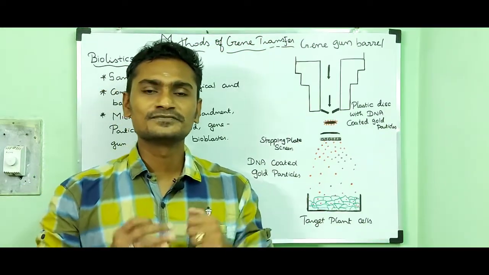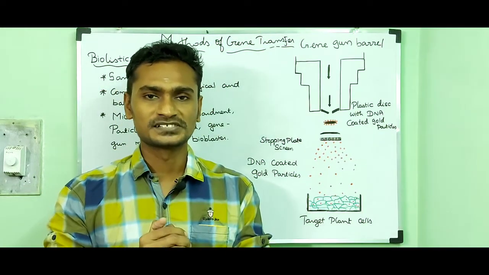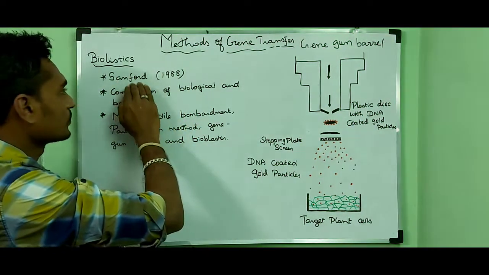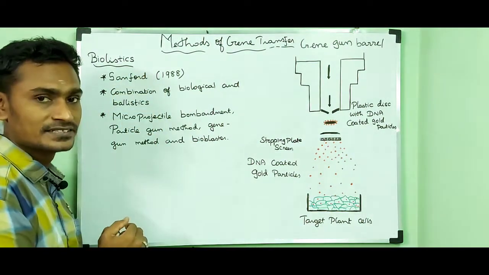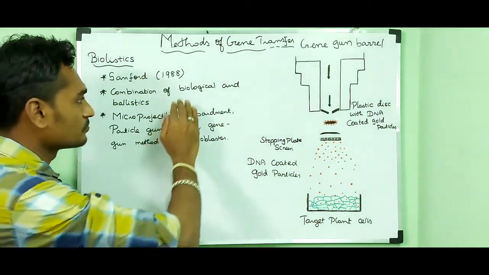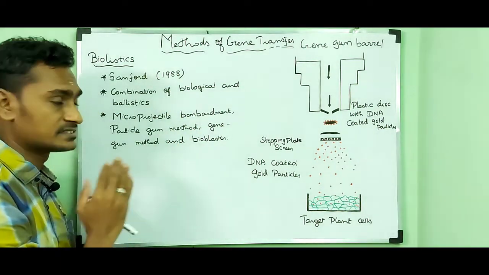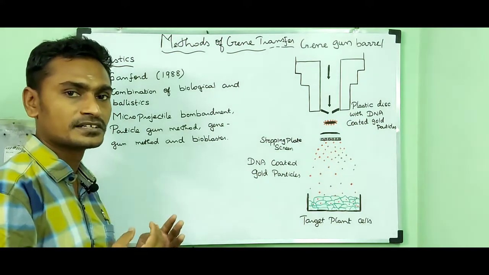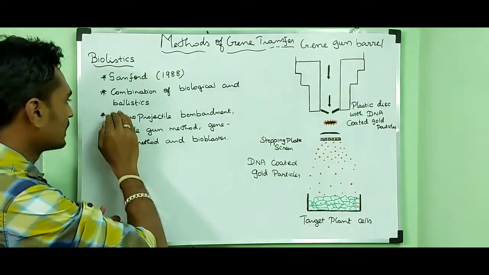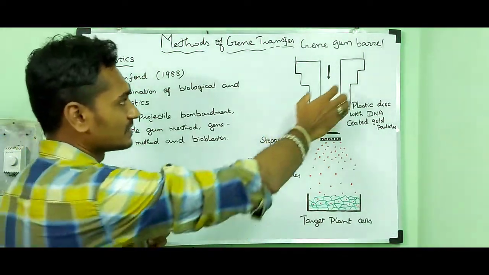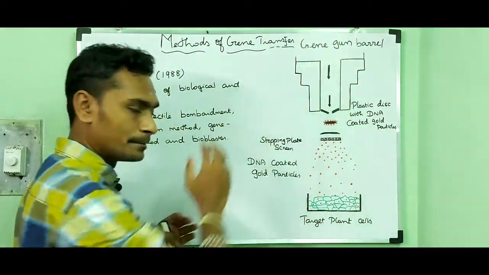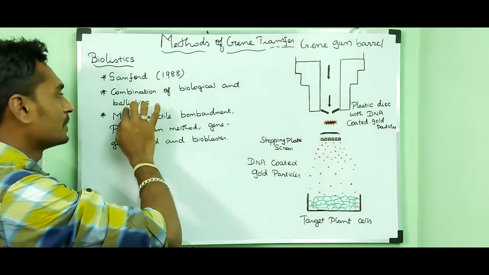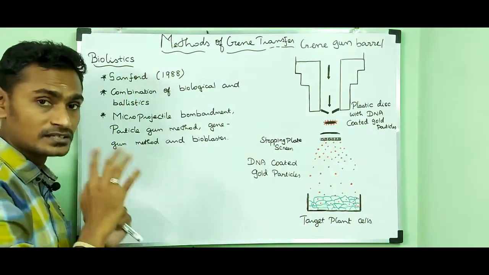The next method in physical gene transfer is biolistics. This technique was invented by the scientist Sanford in the year 1988. This technique is the combination of biological and ballistics. Biological means we are using the DNA molecule and the plant material or target plant tissue. Ballistics means we are using a gun-like structure. Here you can find the gene gun barrel. So the combination of biological and ballistics is called biolistics.